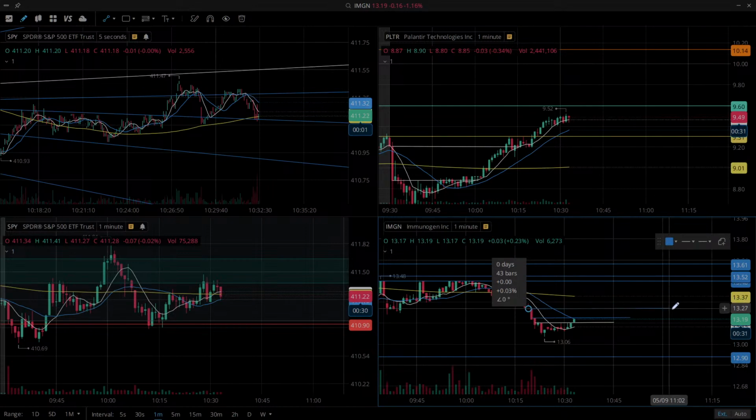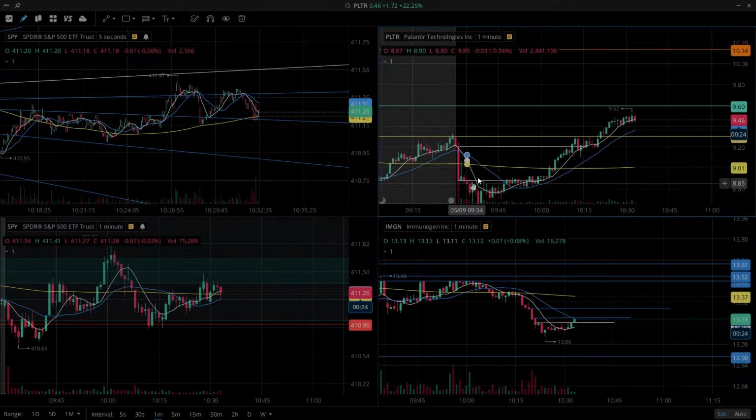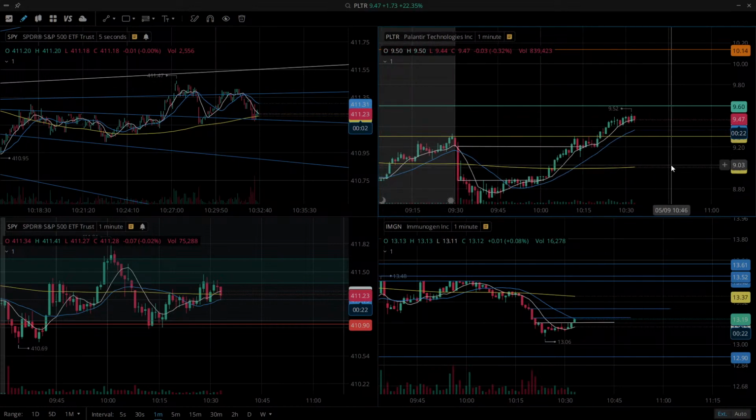So when you're looking for targets on these, it's pretty easy to just look left, find the big candles, trade from one to the other, just like we did with PLTR here. Same.